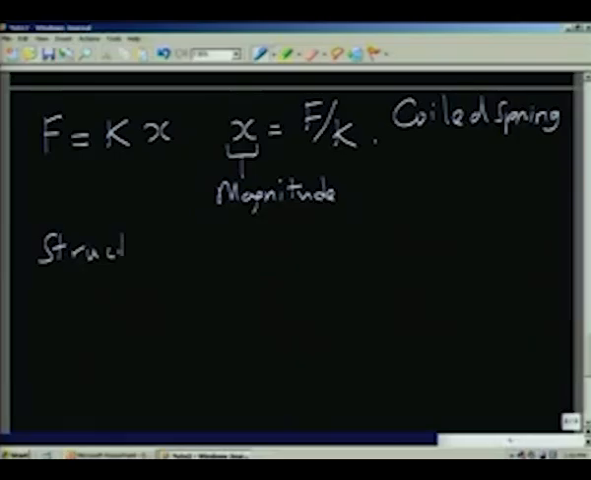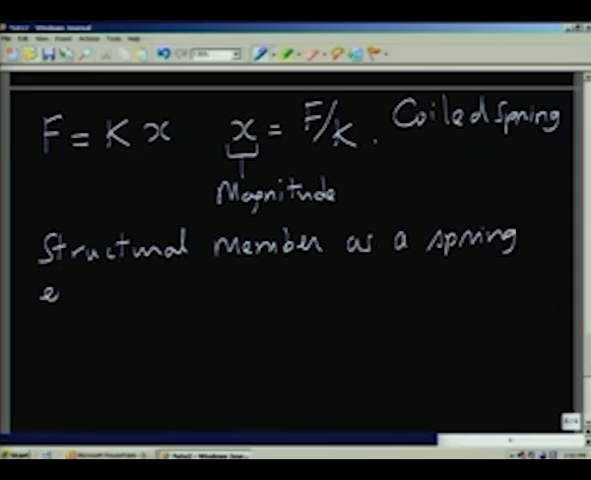The next way, the second way of doing the same thing, is to use the structural member as a spring element. This is by far the most common. So we will say this is the most common in practice.